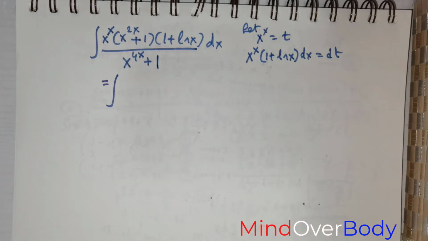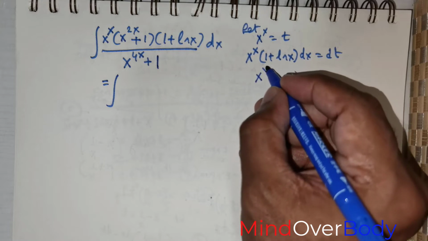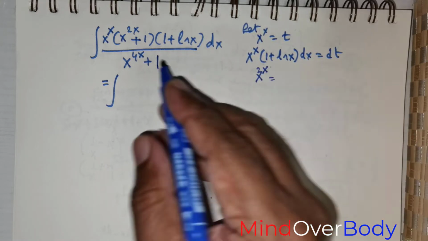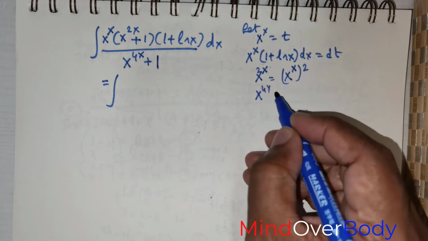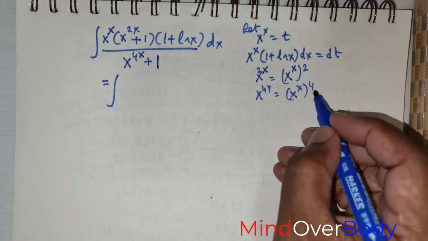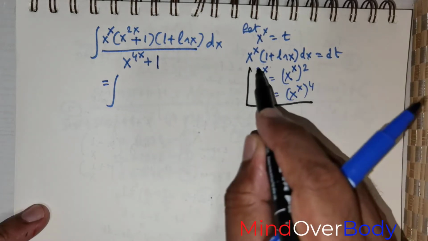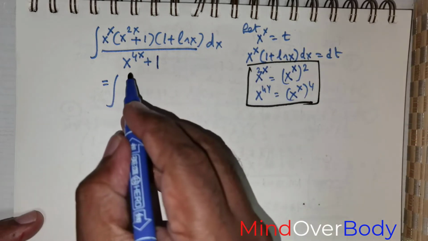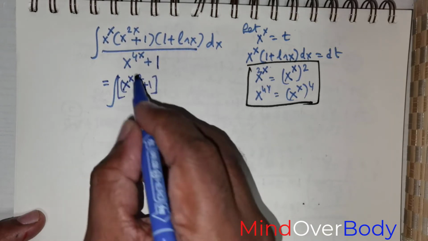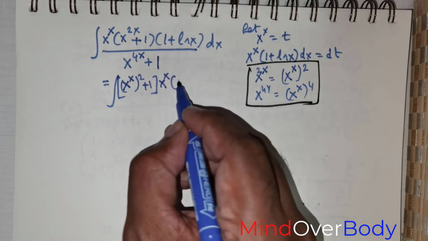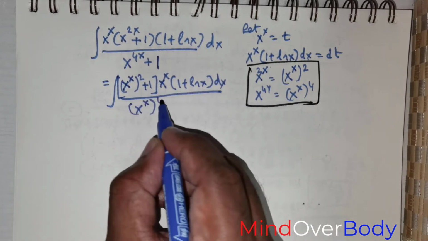So this is equal to, now x^(2x) is going to be rewritten as, this is what we have got here, right? I can always write this as (x^x)^2. And x^(4x), I can always write it as (x^x)^4. So this is actually for your understanding, so that you can keep track of the substitution. So I'm going to first rewrite this as (x^x)^2 + 1 times, I'm going to club this, x^x times (1 + ln x) dx divided by (x^x)^4 + 1.